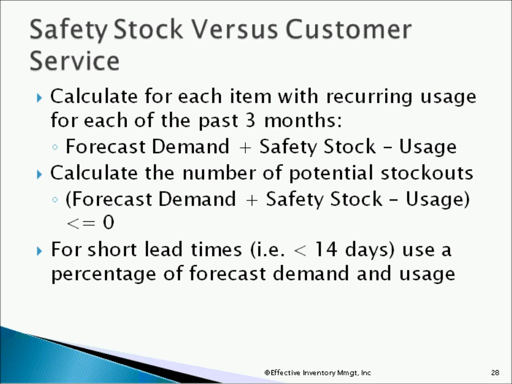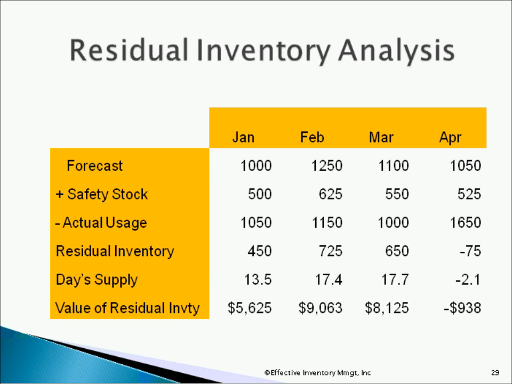I'm going to look at the last several months to see when I might have experienced a stock out. On slide 29, if you go over to the right, if you look at April, I had a forecast of 1,050, safety stock of 525 pieces, actual usage of 1,650. If I take 1,050 plus 525 minus 1,650, I didn't have 75 pieces on the shelf that my customers wanted. That's a negative 2.1 day supply. I might have experienced a stock out.